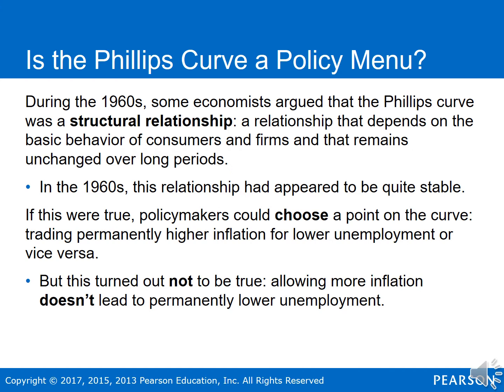Structural relationships are very useful when you try to formulate economic policy because policymakers can anticipate that these relationships are constant, that over time, this negative association between the unemployment rate and the inflation rate is going to persist. In the 1960s, this relationship appeared to be quite stable, and so economists used it as a policy menu where they can just choose different points along the Phillips curve. So they could trade higher inflation for lower unemployment, or they could trade higher unemployment for lower inflation, whichever they deemed more important and better for the economy. But in fact, it turned out this wasn't true, that allowing more inflation doesn't permanently lower the unemployment rate.